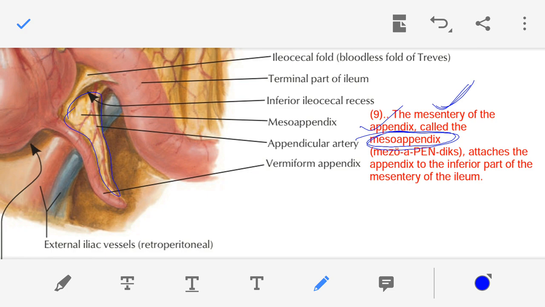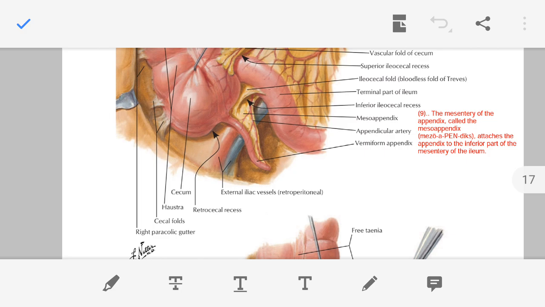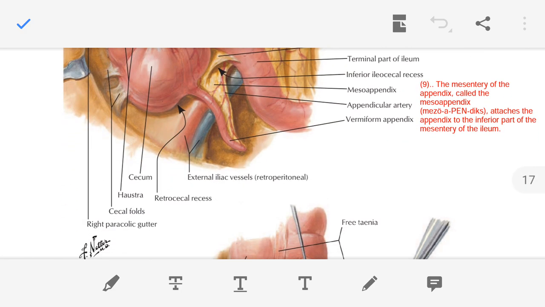And what is the role this mesoappendix is playing? The mesoappendix attaches or joins the appendix to the inferior part of the mesentery of the ileum. So with the help of the mesoappendix, the vermiform appendix joins with the mesentery of the ileum, the inferior part. That is the meaning of this ninth point. Moving on to the 10th point.